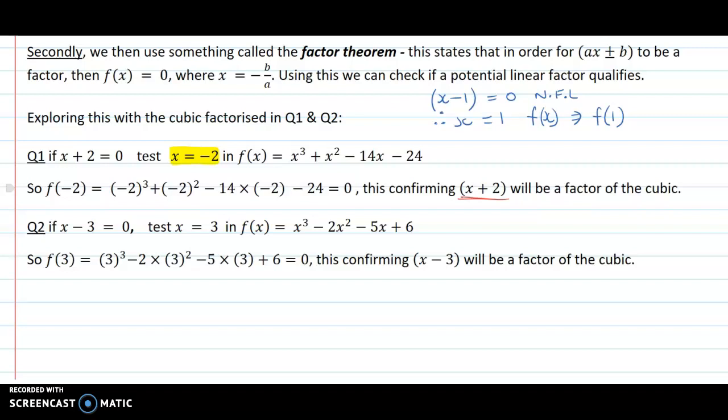If I look at the other example, the second example, I think x minus 3 is going to be equal to 0. So if I rearrange that by adding 3 to both sides, what I would be testing is x equals 3, which I substitute into the function. When I do that, you can see that that pops out 0. So that confirms that x minus 3 will be a factor of that particular cubic.